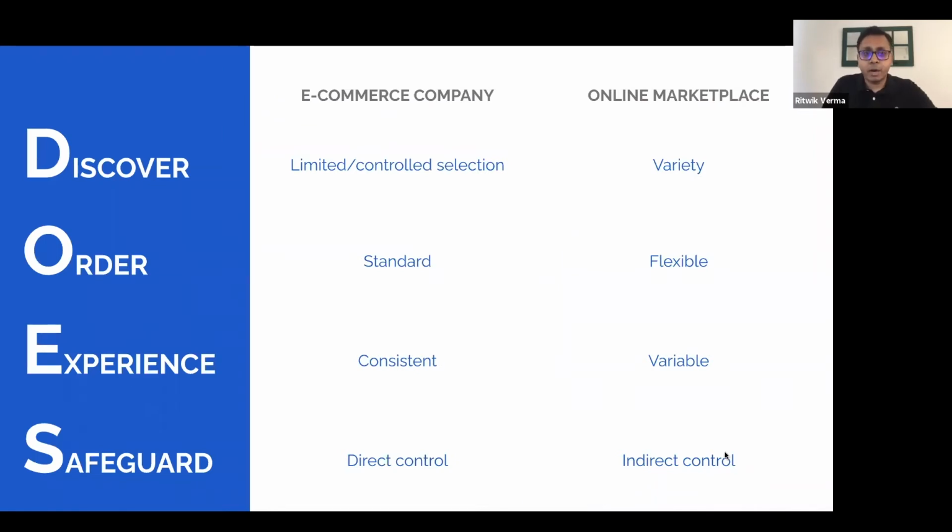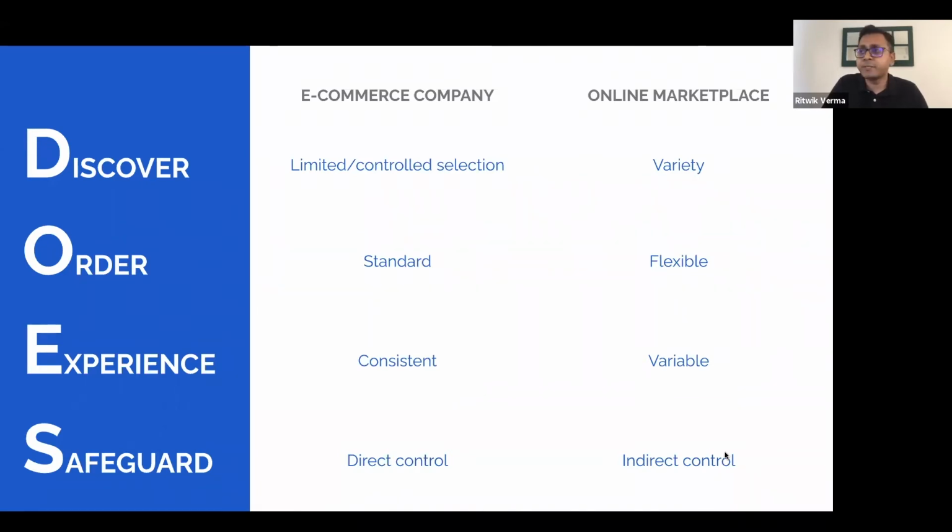So if you think about it, across the DOES framework, across the life cycle of the transaction, there are certain differences between an e-commerce company and an online marketplace. An e-commerce company such as Nike may have a limited controlled selection. It may not provide you all the options in the world, but it would have a very focused selection on its website. Whereas on an online marketplace, just by virtue of the fact that anybody can come online and sell anything, there could be immense variety. In fact, that's one of the USPs of marketplaces. A lot of variety, a lot of options.